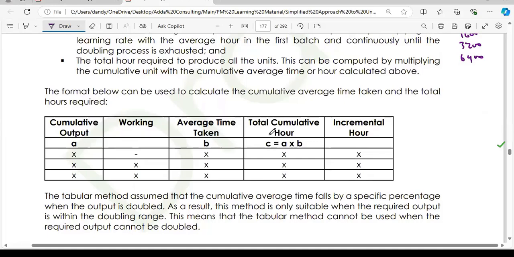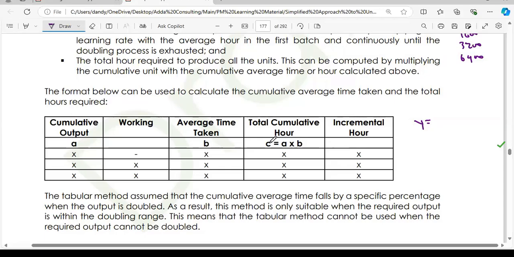you are going to create about 4 columns. To determine the cumulative hour, which is Y, you are going to create about 4 columns. The first column will be the cumulative output, which is the output in batches. Remember, the learning curve theory is based on the assumption that when a repetitive task is being performed, the average time spent to produce a particular unit will fall by a specific percentage when the activity level is doubled. And that's why we are doubling the output.